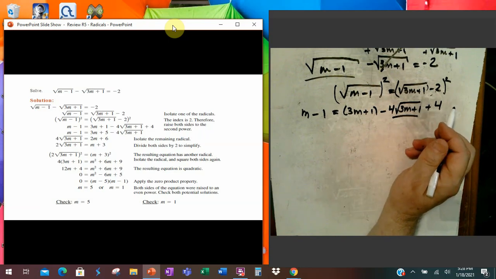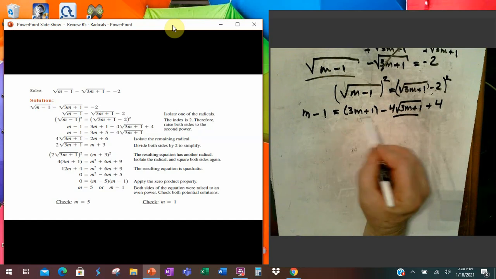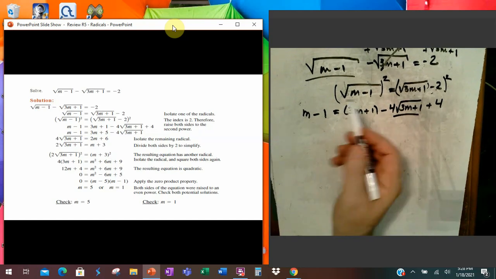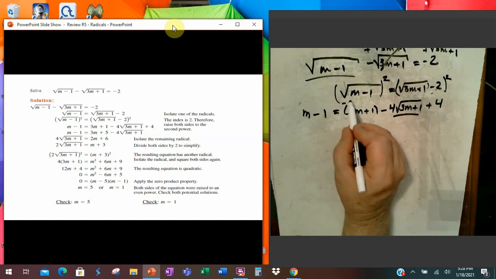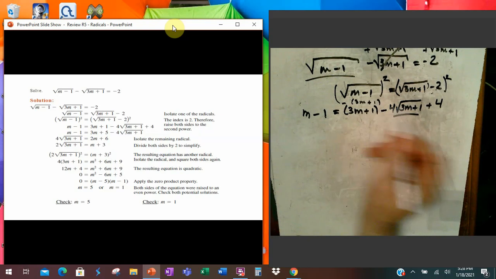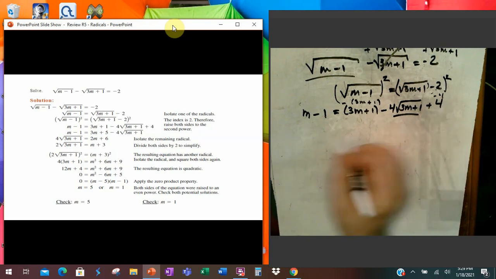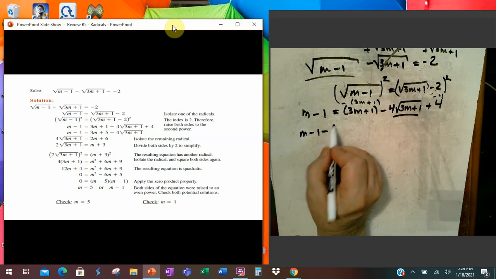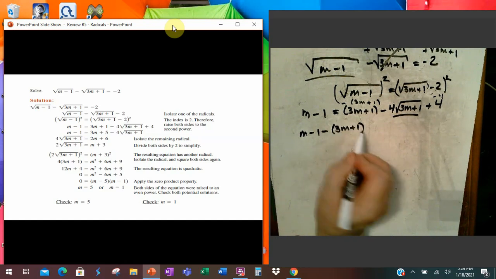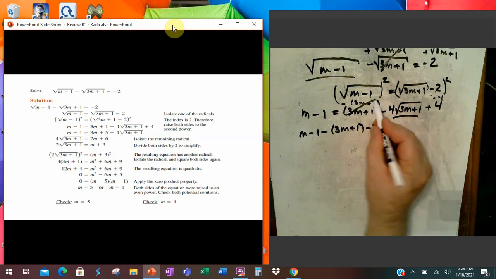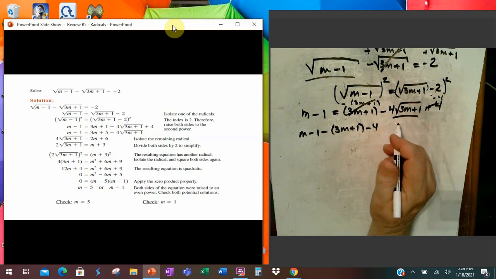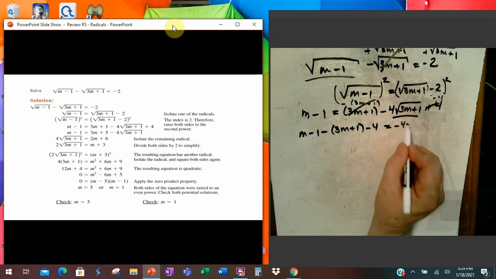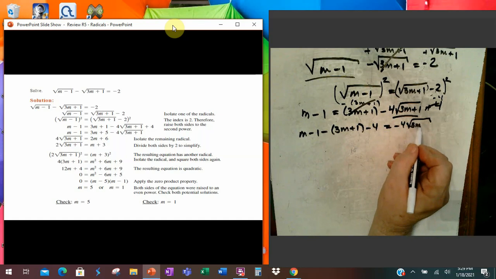Okay? So I'm going to move this over here and this over here and then group. So minus 3m plus 1 and minus 4 from both sides. So m minus 1 minus 3m plus 1 minus 4. That goes out, that goes out. Okay, and then this is equal to negative 4 square root of 3m plus 1.